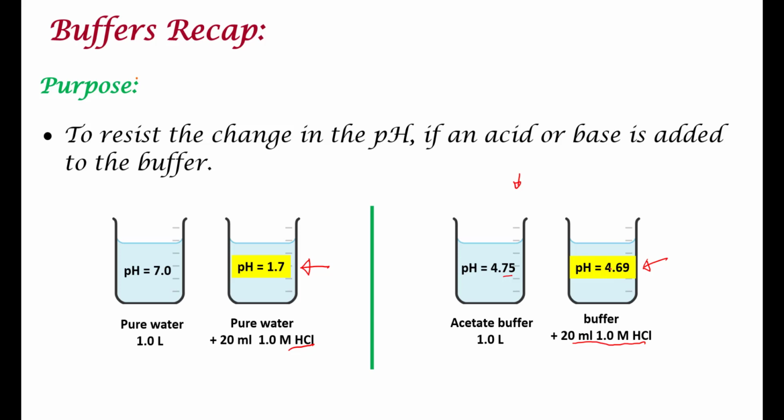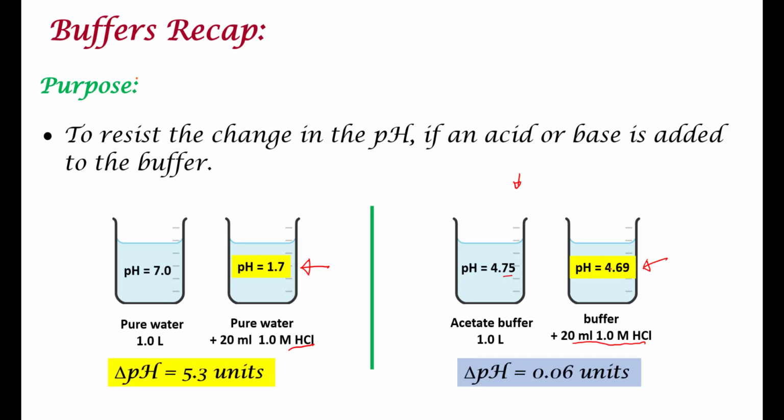So if we calculate the difference, you will see that the change in pH in the case of the water was 5.3 units, whereas the change in the pH for the buffer was 0.06 units. So it tells you that the change in the buffer is much, much smaller compared to what you would see in water, which is not an effective buffer.